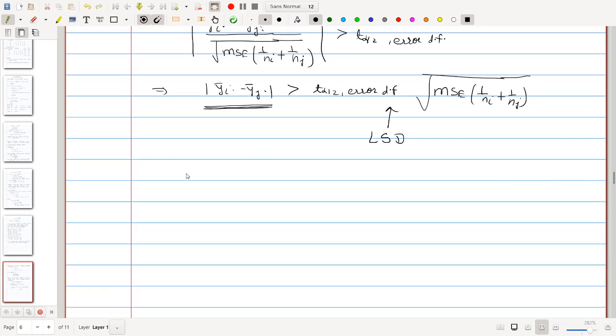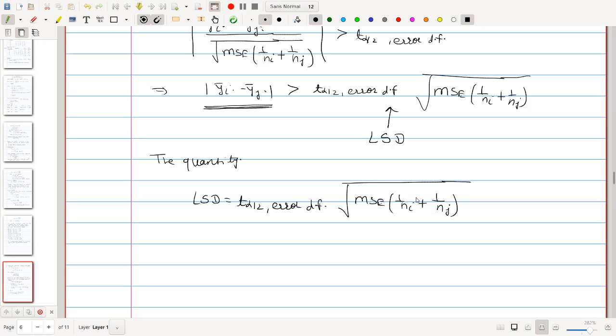So the quantity LSD is t alpha by 2, which is obtained from the table, into under root of MSE into 1 upon ni plus 1 upon nj. It is called the least significant difference because if any pair of treatment means differ by more than this LSD, then we can say the corresponding pair of means are significantly different, meaning the corresponding means are not equal. That's why it is called the least significant difference.